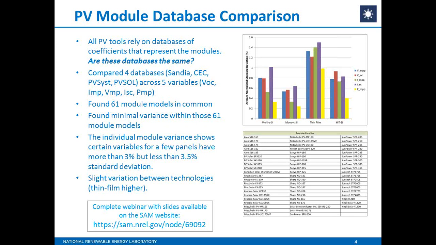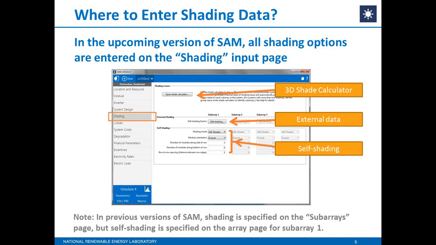Conceptually, though, the shading inputs, other than the new 3D shading calculator, are basically the same as in the current publicly available version of SAM. So, where to enter shading data? On the version of SAM that you might have installed on your computer right now, all of that information would go onto the subarrays page where you specify how the PV system is set up. In the new version, all the shading has been put onto what we've called the shading input page, where you can access either the 3D shading calculator, the external shading data inputs, or the self-shading calculator.